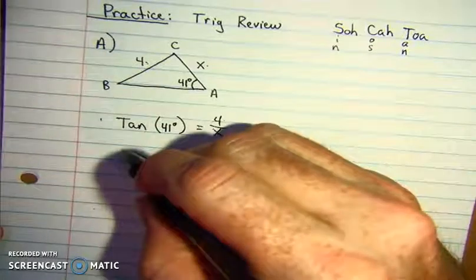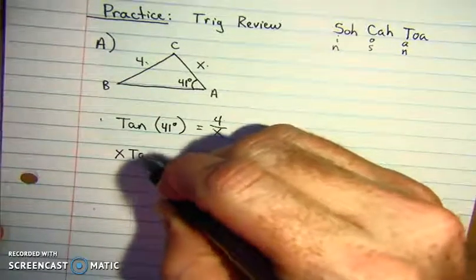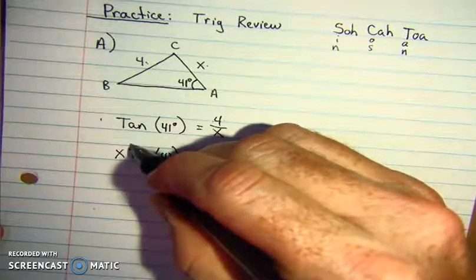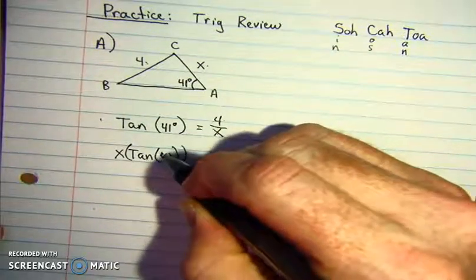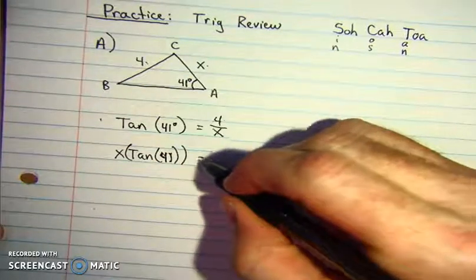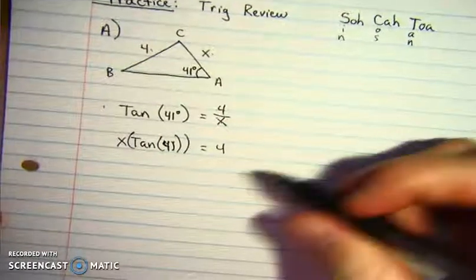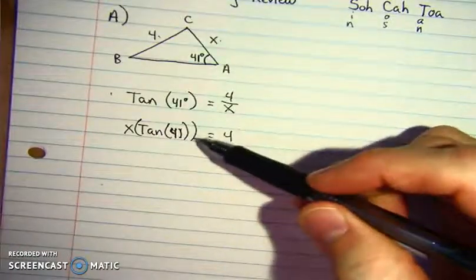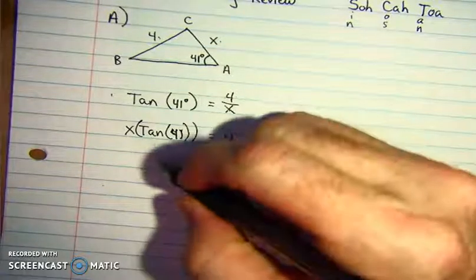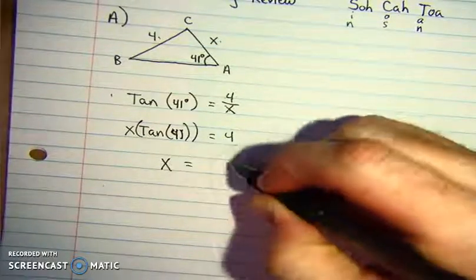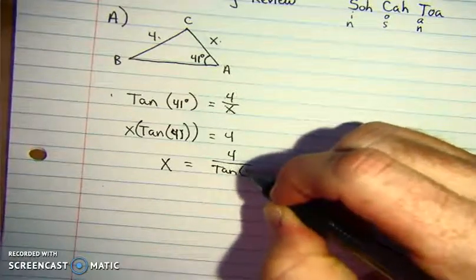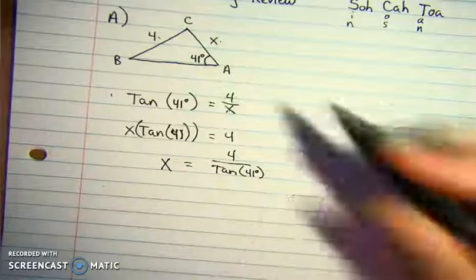So that will leave us with x times the tangent 41. Make that a little more legible. x tangent 41 equals 4. And now I still have to get x by itself. So how do I do that? I'm going to divide both sides by tangent 41. So that'll leave me with x equals 4 divided by tangent 41 degrees.